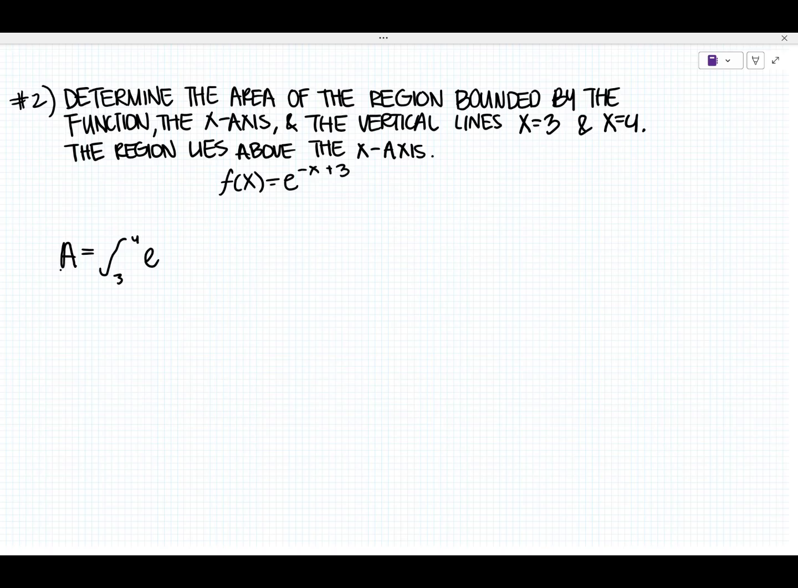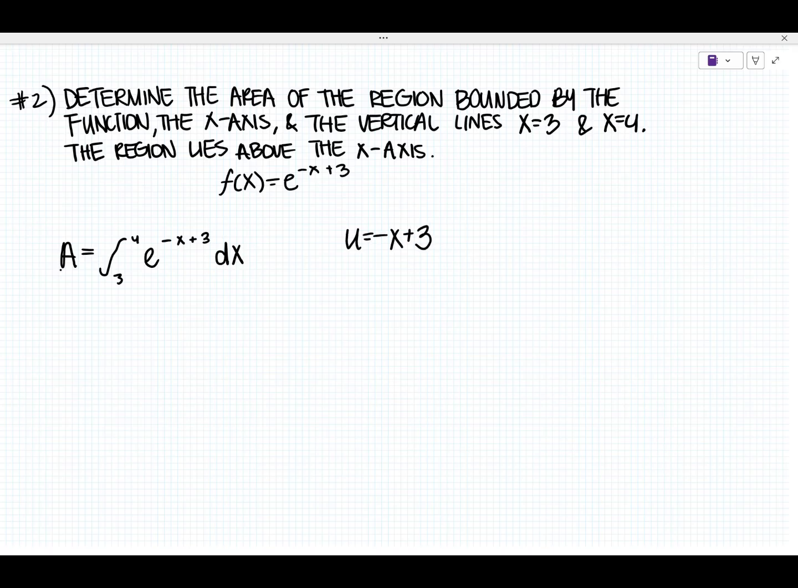So knowing this information, we can go ahead and write the area A equals the integral from 3 to 4 of e to the power of negative x plus 3 times dx. Looking at our exponent, because it is an expression, it is easier to use substitution instead. So we're going to have u equals negative x plus 3.